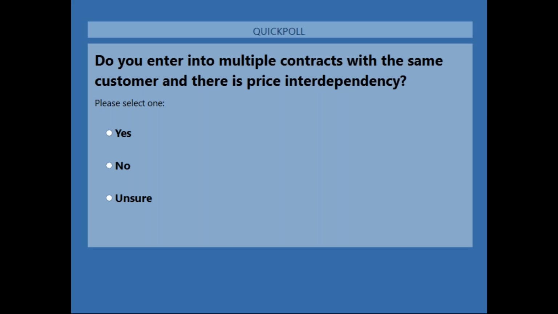I just want to extract that a little bit so you should be able to see it nicely. Do you enter into multiple contracts with the same customer and there's some kind of price interdependency? We could make it a bit broader, where there's a single commercial objective across the multiple contracts.